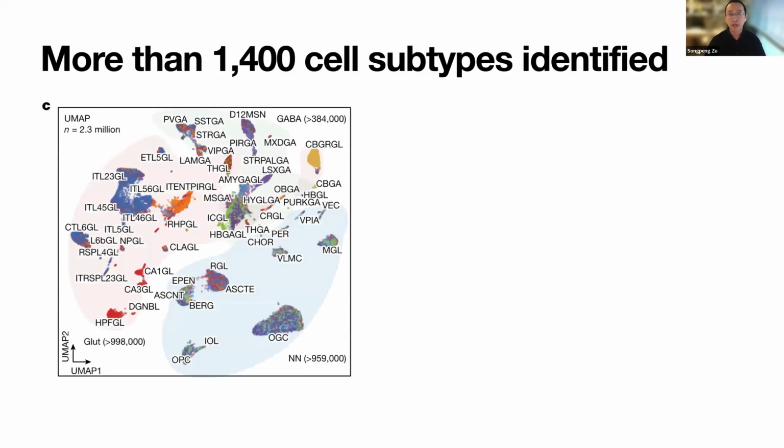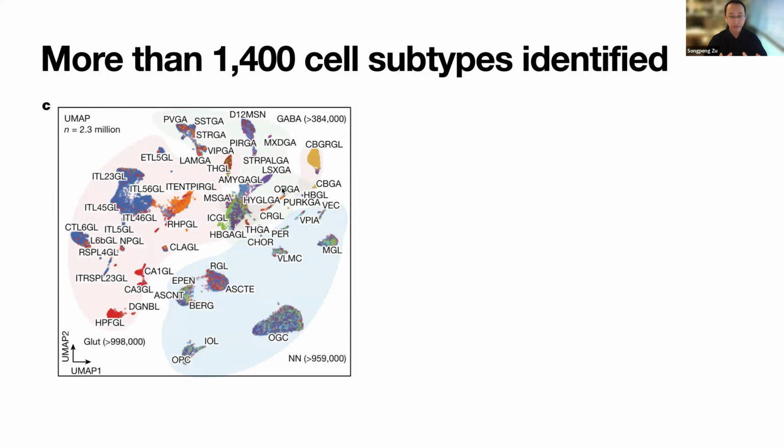Based on SnapATAC 2, in total we have identified more than 1,400 cell subtypes across the whole mouse brain. This figure is a UMAP showing all the cells in the low-dimensional embedding space. I use different colors to label the corresponding classes. Here is the non-neuronal cell major group, this is the glutamatergic major group, and also the GABAergic major group.